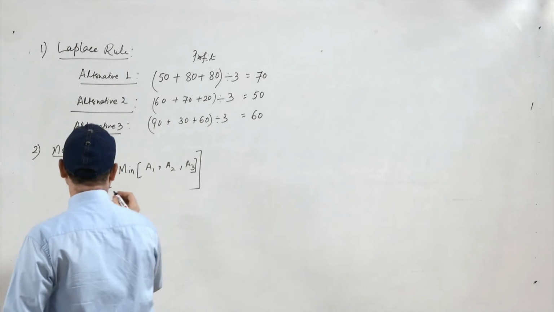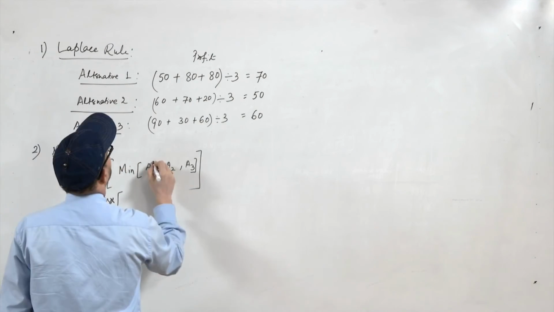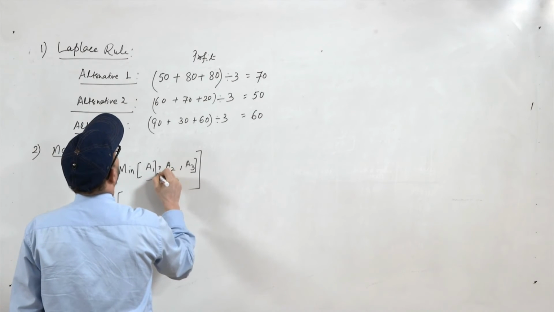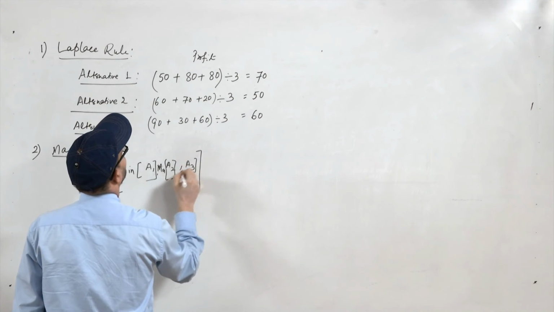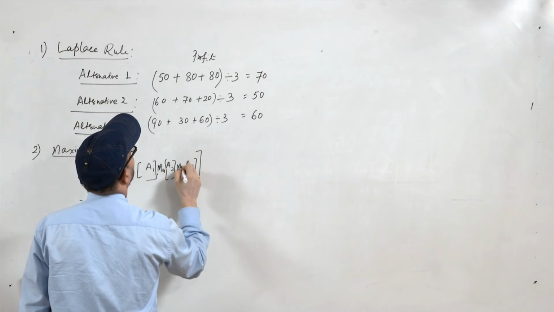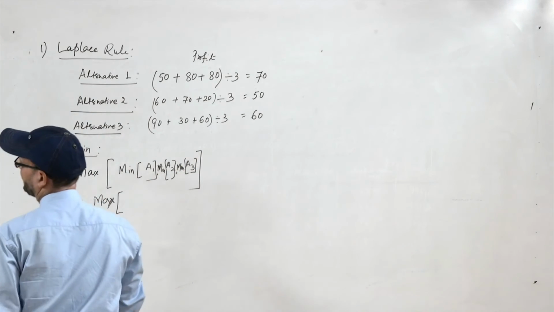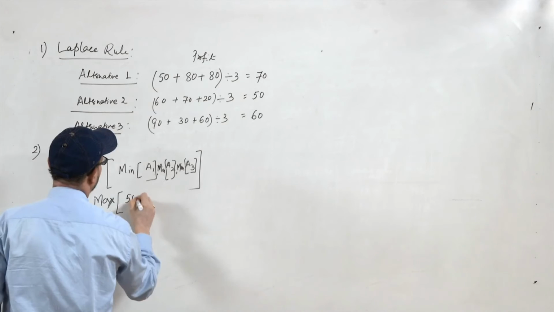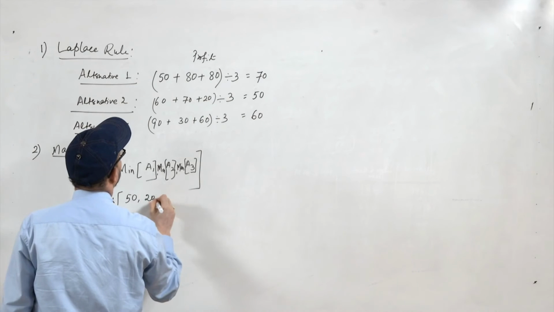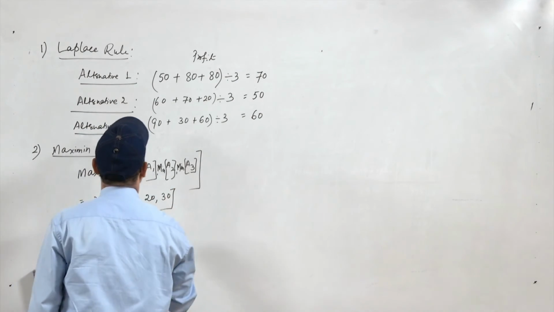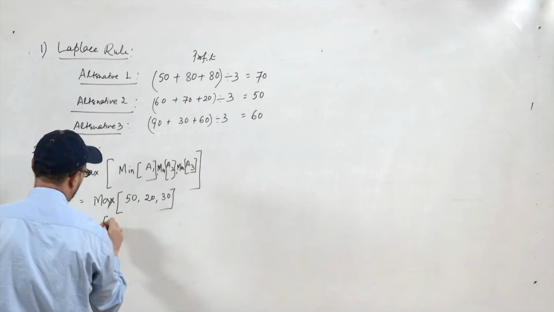So, it will be nothing but the maximum of the minimum of A1, as well as the minimum of A2 and the minimum of A3. So, basically the minimum of A1 is, as we had done, 50, it will be 20 and it will be 30. So, out of this the maximum value will be 50.